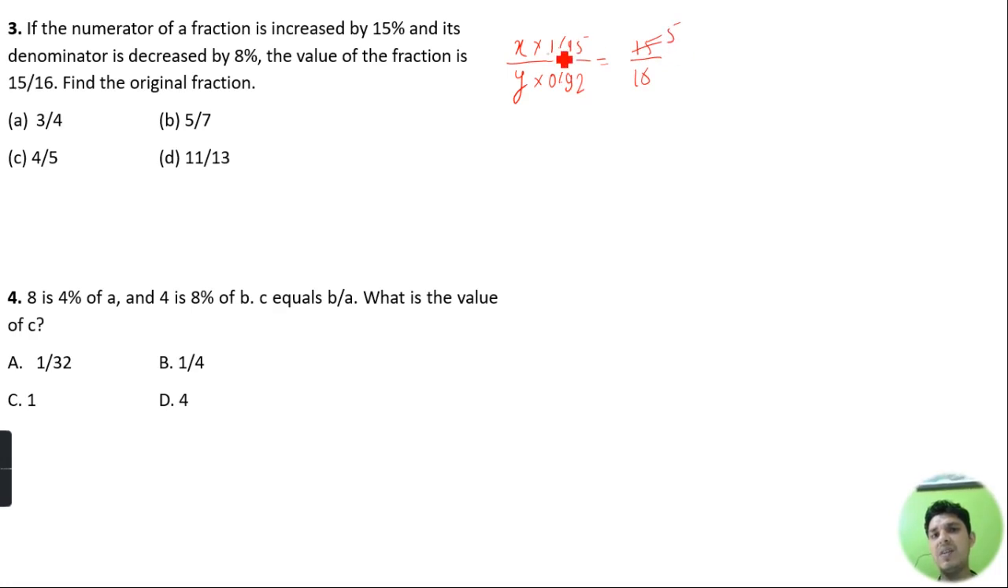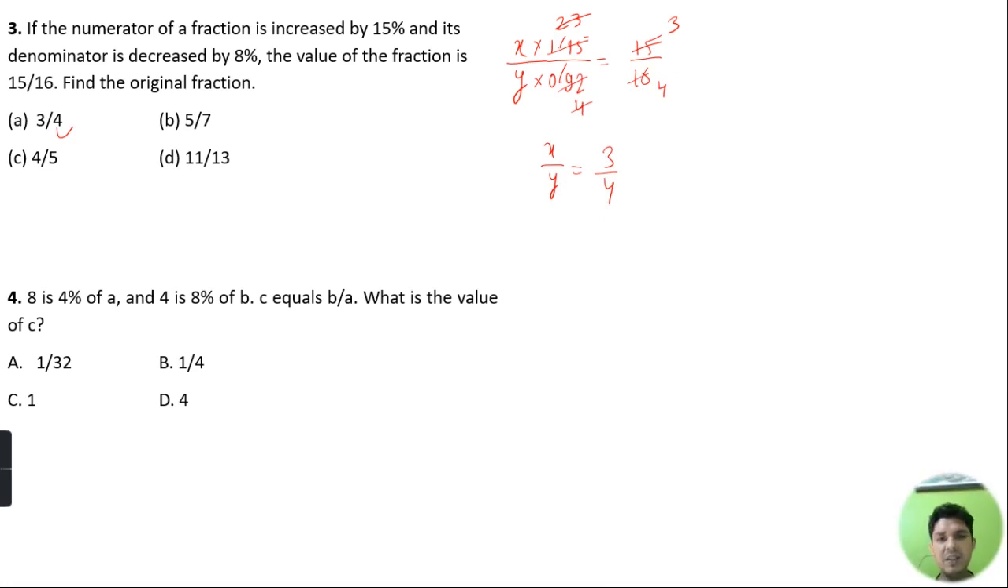3 5s are 15, 5 3s are 15, 5 2s are 10, 5 3s are 15. Thereafter, 4 cancels with 4, then the value of the fraction will be 3 by 4. That means option number A will be the right option.